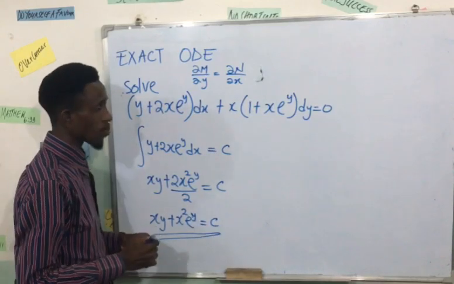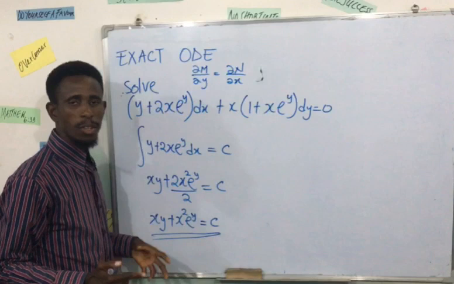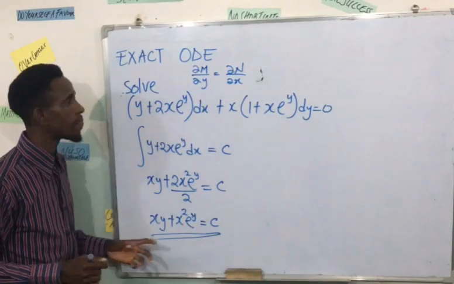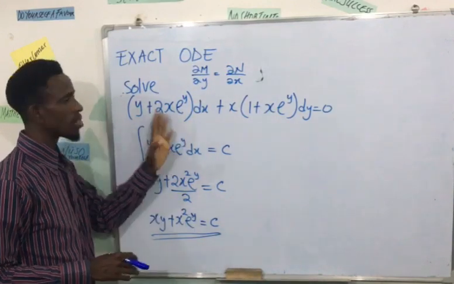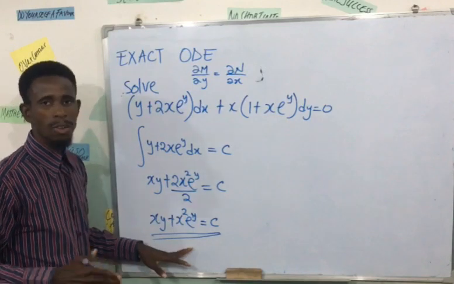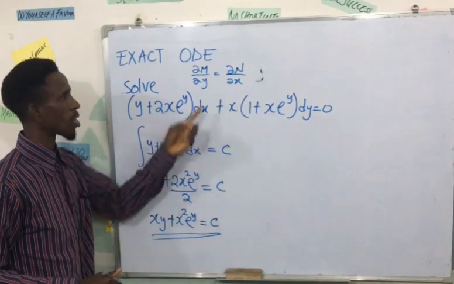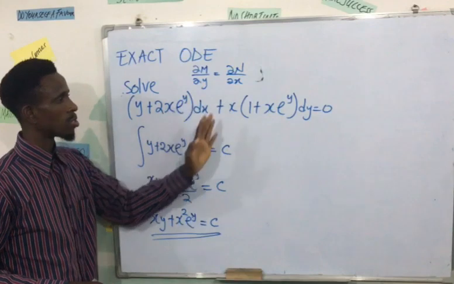So that's it. It's very simple, but the basic thing you need to do is to check first of all if it is exact. If it is exact, then the integration will be very, very simple. You check for the necessary condition and then you integrate like this.